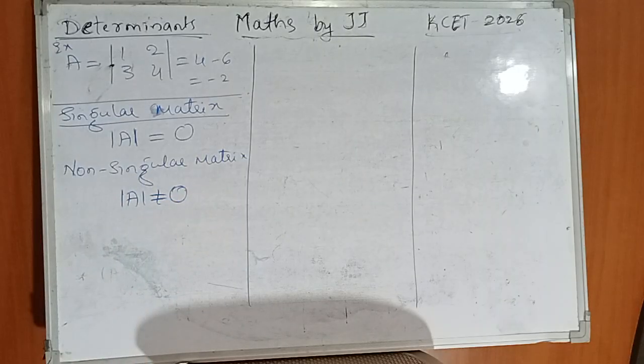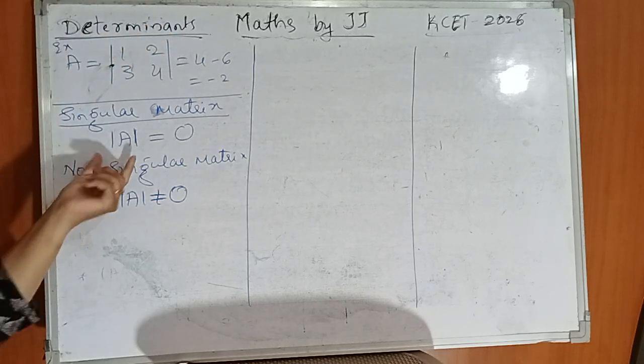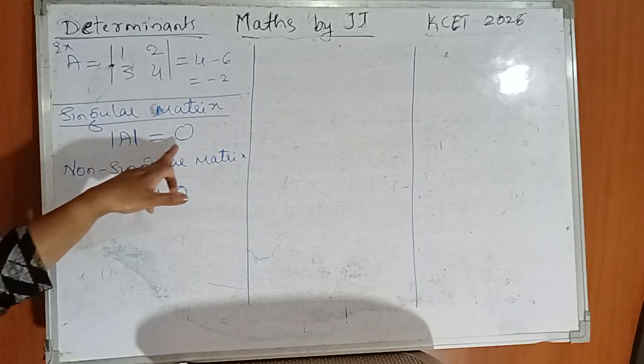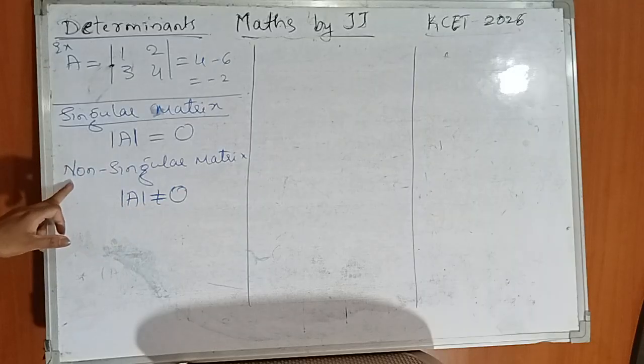See, there are two types of matrices here basically, which we are going to use in the determinant chapter. Singular matrix, which is a square matrix, is said to be singular if its determinant is equal to 0. Non-singular means its determinant is not equal to 0. Okay, this is what you have learned at the beginning.